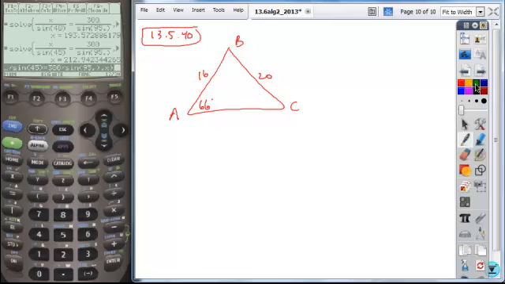All right, when you're looking at this problem, you have the pattern of SSA. So that means you're going to use the law of sines, but there might be one or two solutions. Remember, the way to figure that out is if the side opposite the given angle is smaller than the other given side, you have two triangles. If it's larger, as in the case of this problem, you have only one triangle. So this is going to have law of sines, but only one solution.